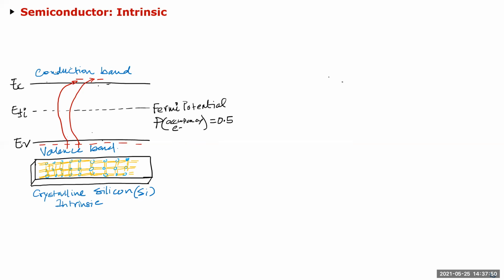So the Fermi potential, which tells you the energy at which the probability of an electron is half, is almost midway between EC and EV, because every time an electron goes, it leaves a positive behind. So that's why. Okay.